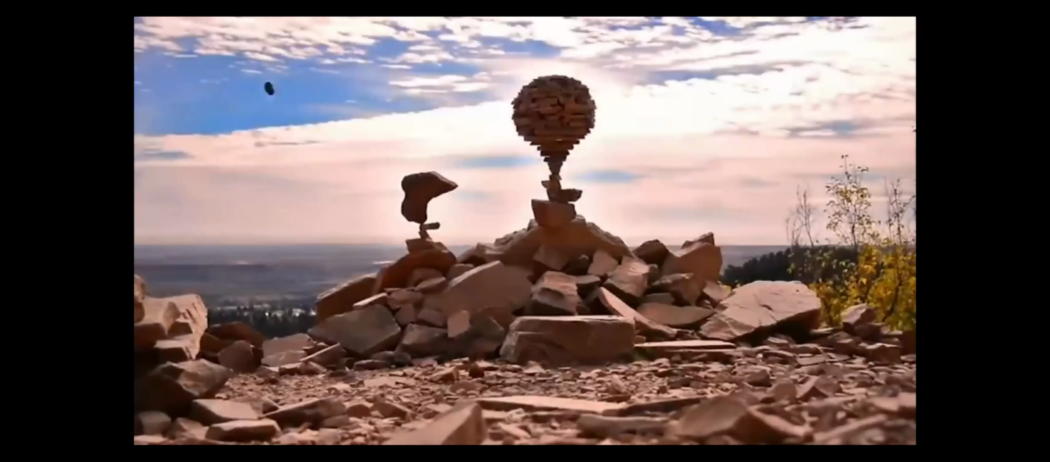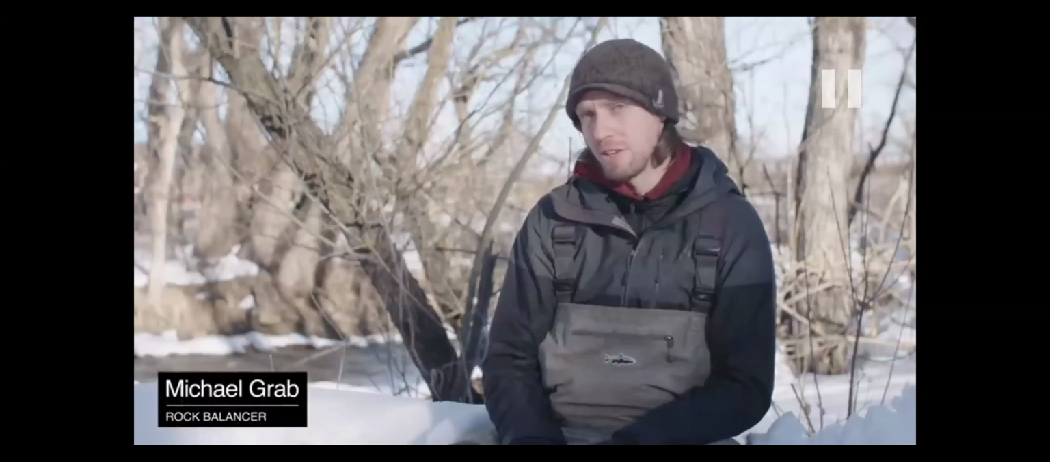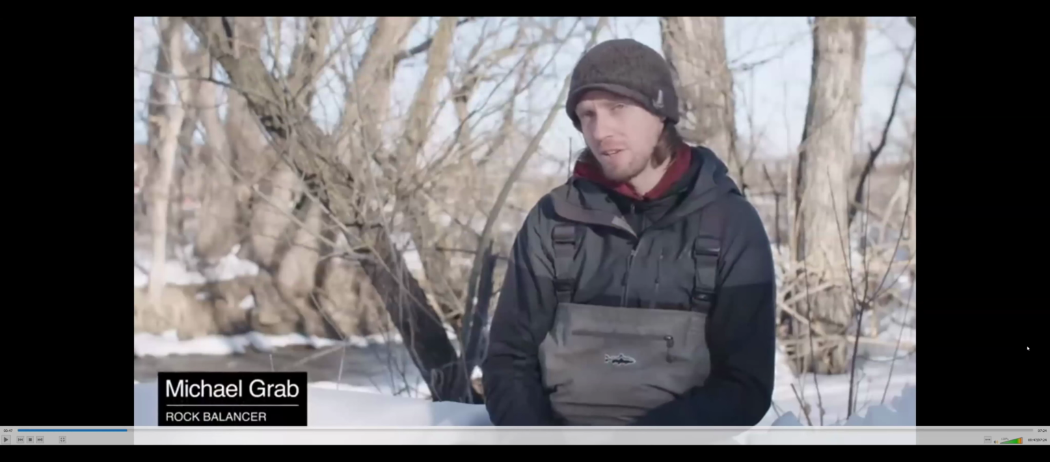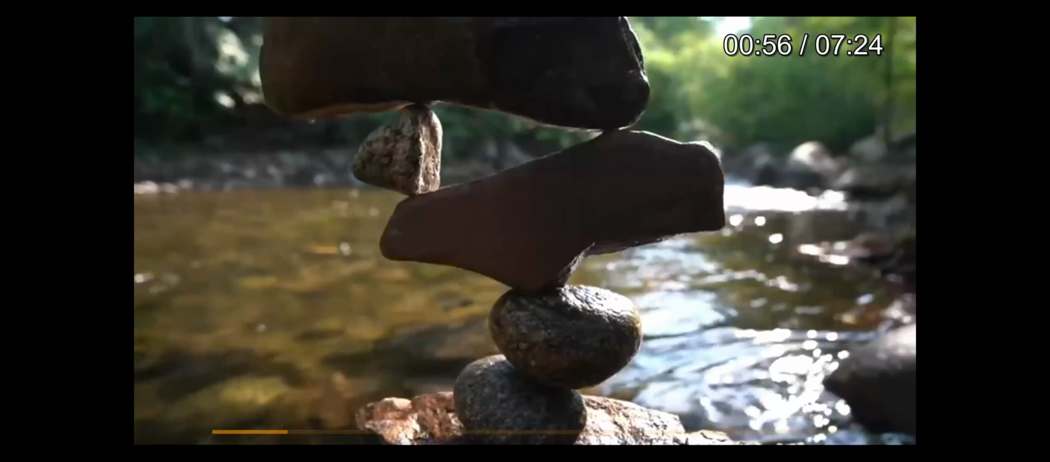That is more fun, right? Destroying it drives me to make the formation. Look at his job profile: Michael Grab, rock balancer. That is how you create your own job. Make it as impossible as possible. Look at the shapes he makes.